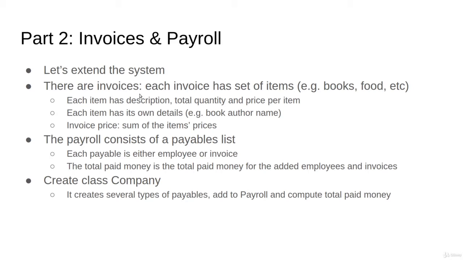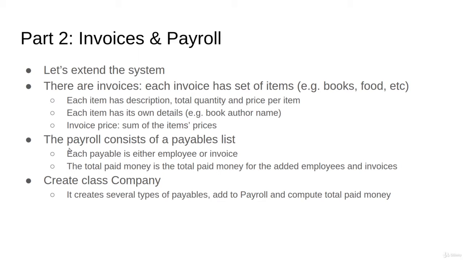An invoice typically consists of a set of items. When you go to Amazon and you try to buy a bunch of different things, like let's say a couple of books, one laptop and so on, you have an invoice eventually. So the invoice has items, the quantity, and the price per single item. Each item has a description, total quantity, and the price per item. Each item also has its own details. For example, if it is a book, then it might have a book author name. The total invoice price is the sum of the items inside it. So we see how much we pay for the books, the laptops, and so on. The sum of all of that represents the invoice price.